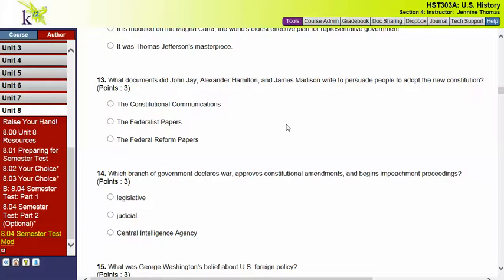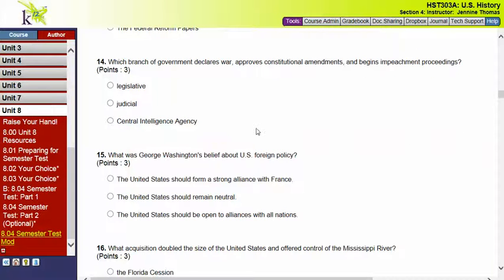Number 13, what document did John Jay, Alexander Hamilton, and James Madison write to persuade people to adopt the new Constitution? The Constitutional Communications, the Federalist Papers, or the Federal Reform Papers? Number 14, which branch of government declares war, approves constitutional amendments, and begins impeachment proceedings? Is that the legislative, judicial branch, or the Central Intelligence Agency?